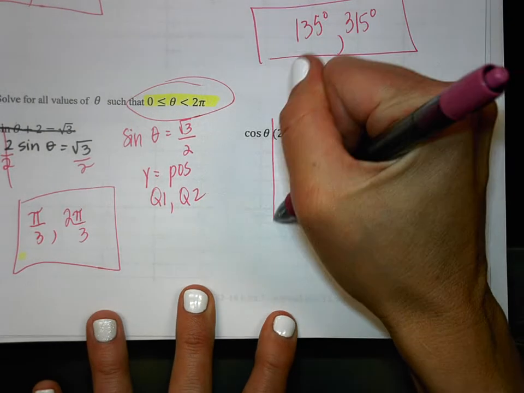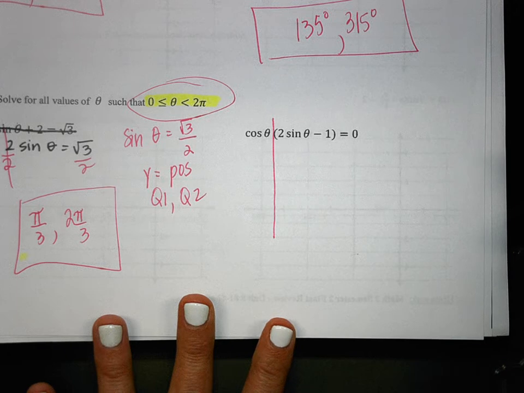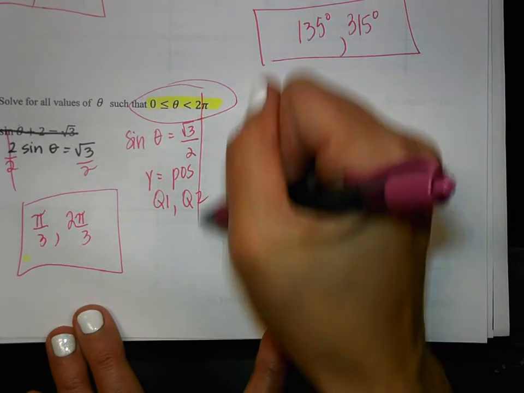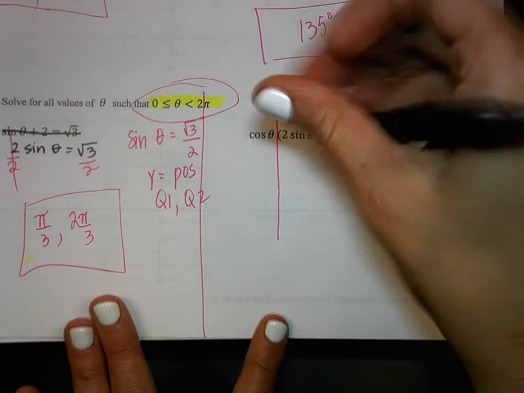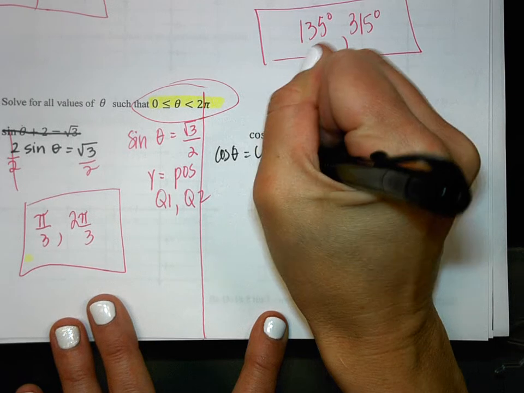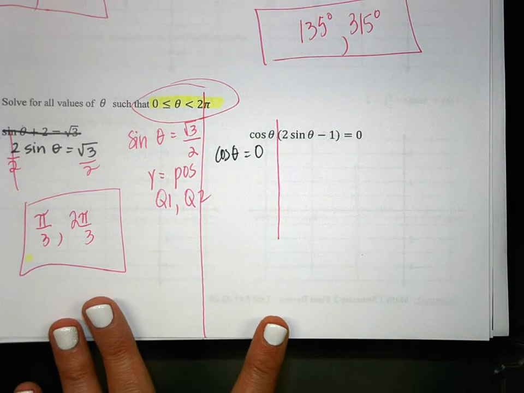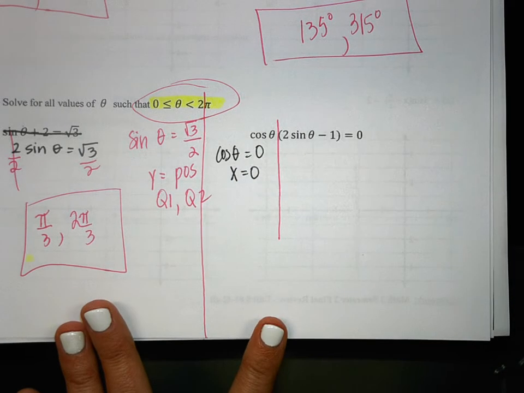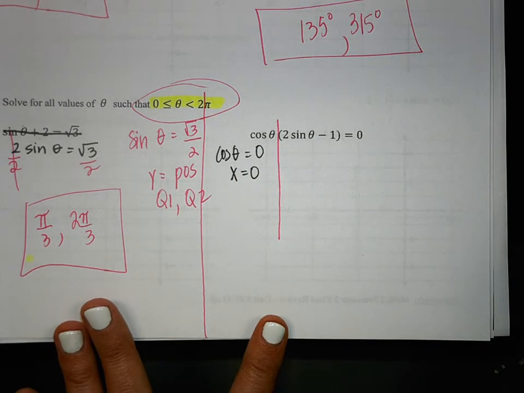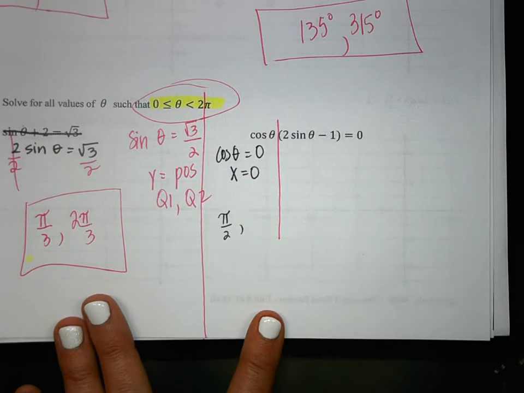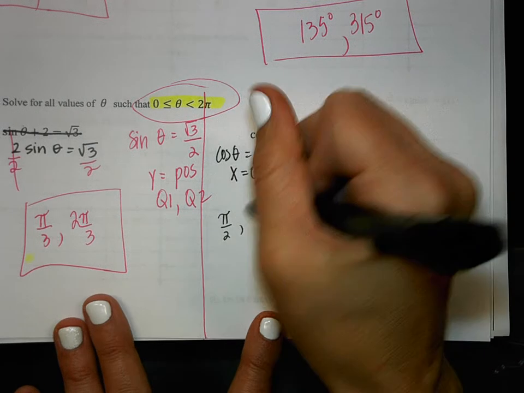We just set each of the factors equal to 0. It's already been factored for you. Okay, so here this is saying cosine of theta equals 0. That's saying x equals 0. Where does x equal 0? Pi over 2, because we're dealing with radians. And where else? Very good.